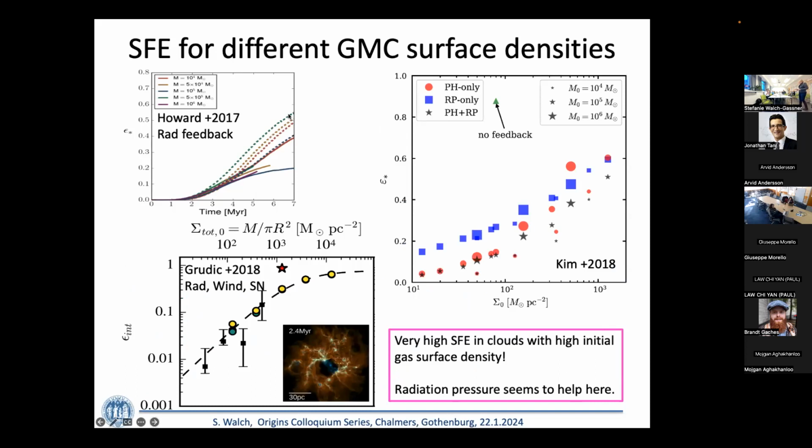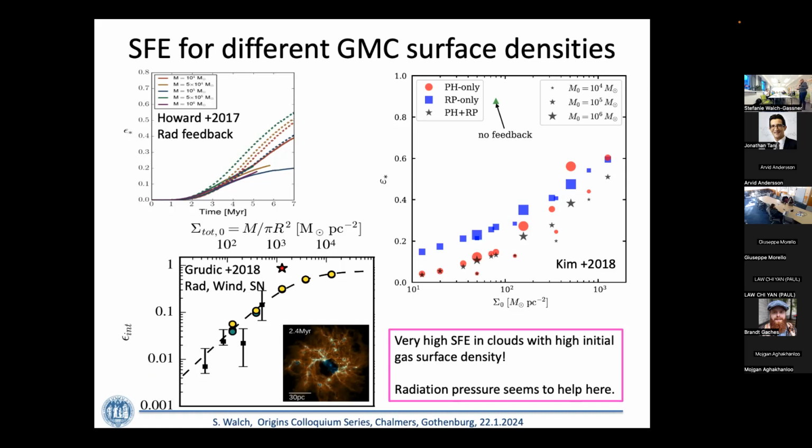So we have seen in many different studies that it depends on the cloud conditions, so on the mass and the surface density of the cloud, whether stellar feedback is very effective in dispersing clouds or not. For low mass clouds, which we can find also in the solar neighborhood, which have masses between 10,000 and maybe 100,000 solar masses or so, we know that stellar feedback, in particular from ionizing radiation, can disperse the molecular cloud and do this very effectively.